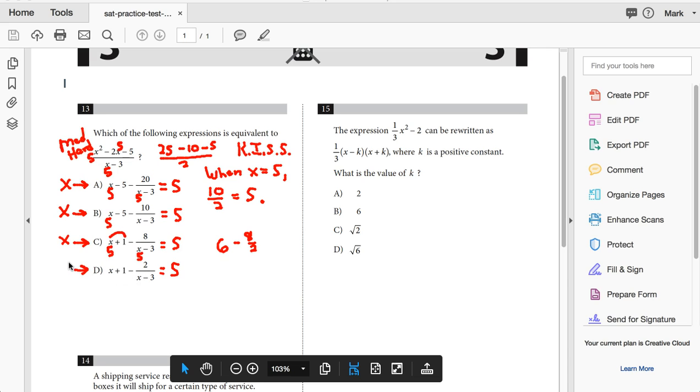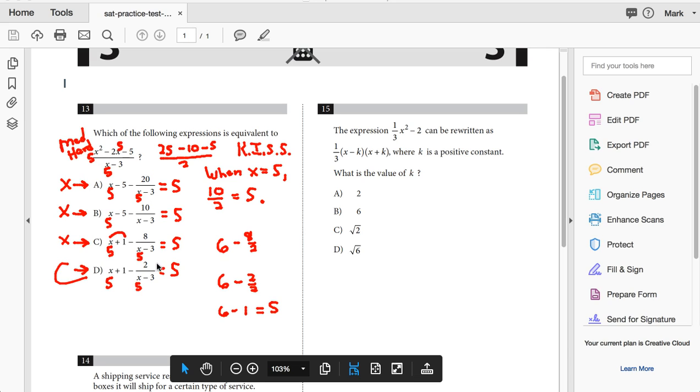It better be this one. Let's check it out. We have the 5 plus 1, that's 6 again. And then we have minus 2 over, well, 5 minus 3 is 2. So 6 minus 2 over 2 is the same as saying 6 minus 1. Is that equal to 5? And the answer is yay! Yes, it is. And once again, we've done a pretty hard problem using the picking numbers strategy.